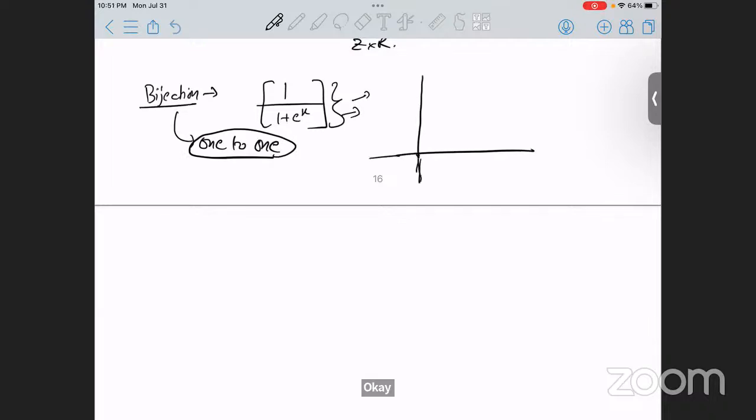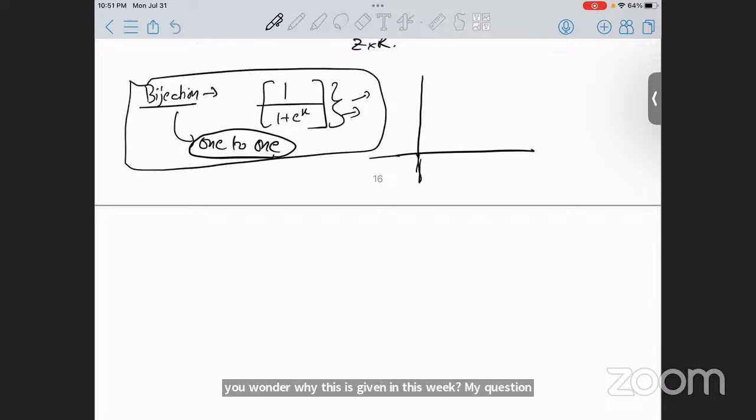Did you wonder why this is given in this week 7? My question is, why is this question given in week 7? It is related to differentiability, continuity, and we can draw the graph through turning points and critical points. How does the graph look like for 1 by 1 plus e power x? I don't need it everywhere.